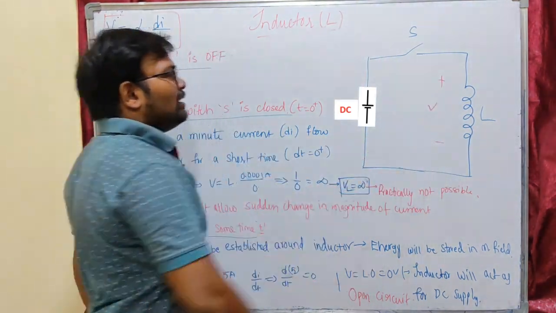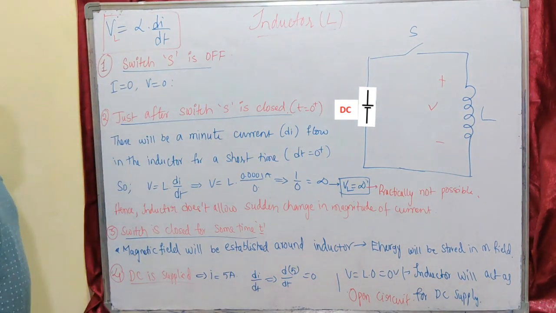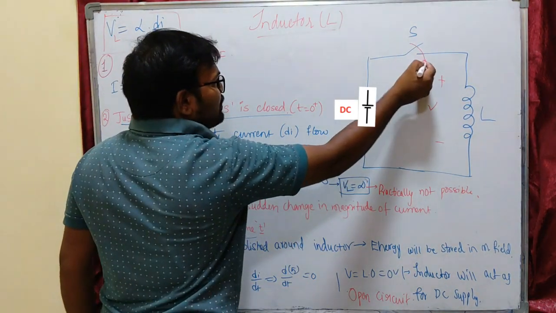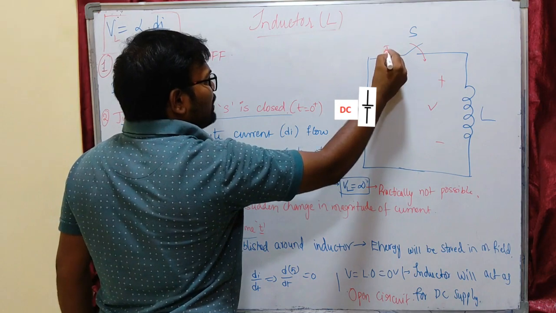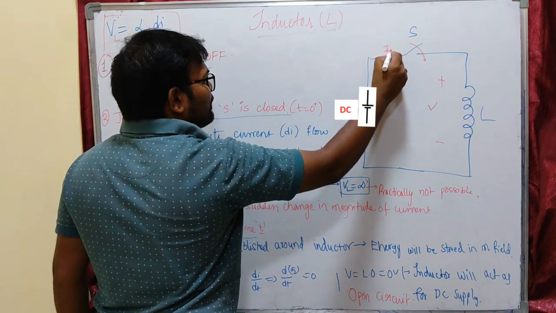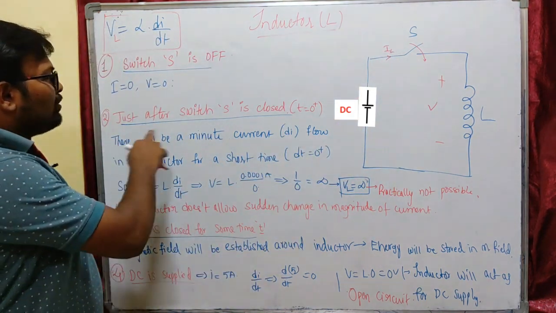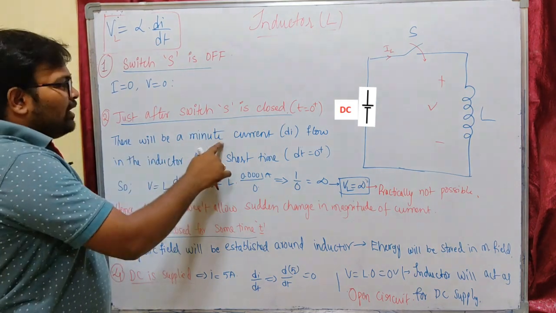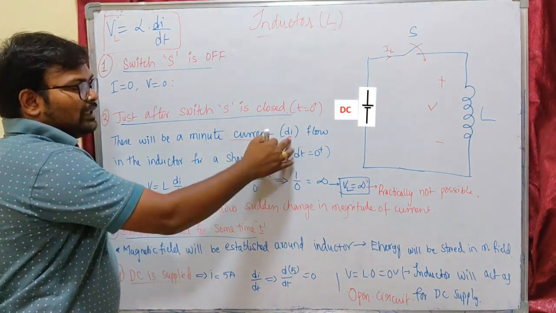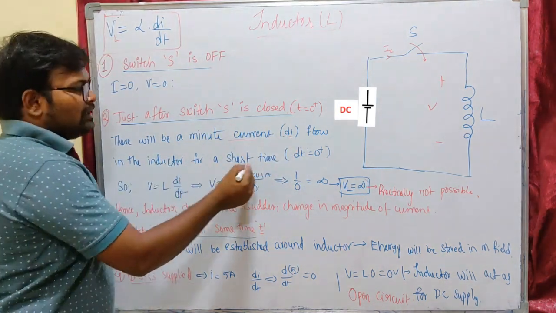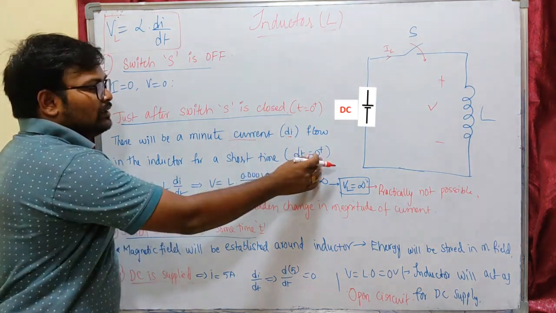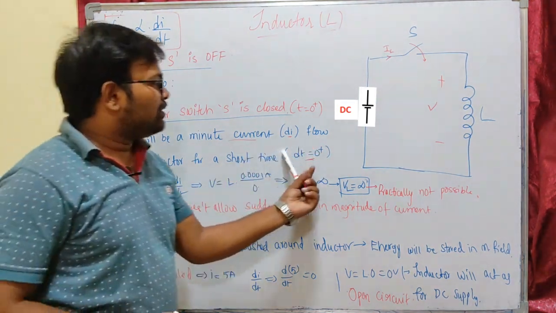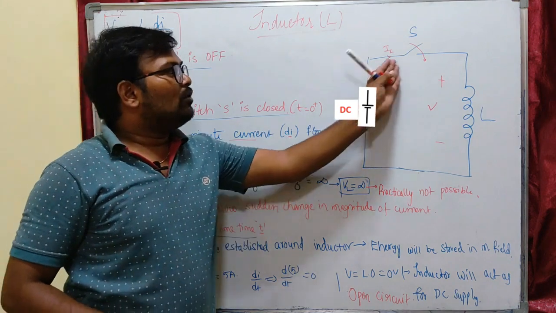Okay, there will be no voltage because there is no current. Now let us see, I am going to close the switch so that some current will flow in the inductor. Just after closing the switch, there will be a minute current, that is differential current di, flowing in the inductor for a short period of time at t equal to 0 plus. For a very short period of time, some amount of current will try to flow in the inductor.